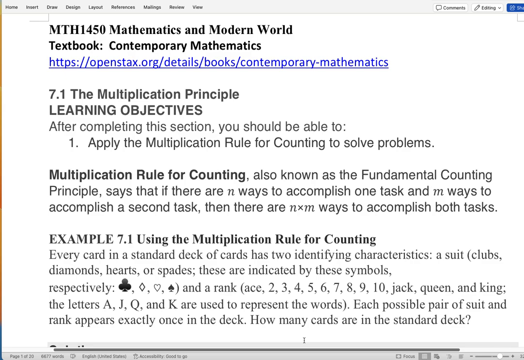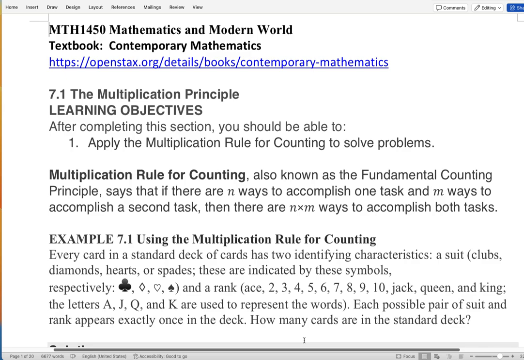Come back to the class of Math 1450, Math and the Modern World. And this time we are moving on to the topic in section 7.1, the multiplication principle. And clearly, as the title indicates, we are going to study the so-called multiplication principle. So the first question is, what is the multiplication principle? It is a very simple thing.